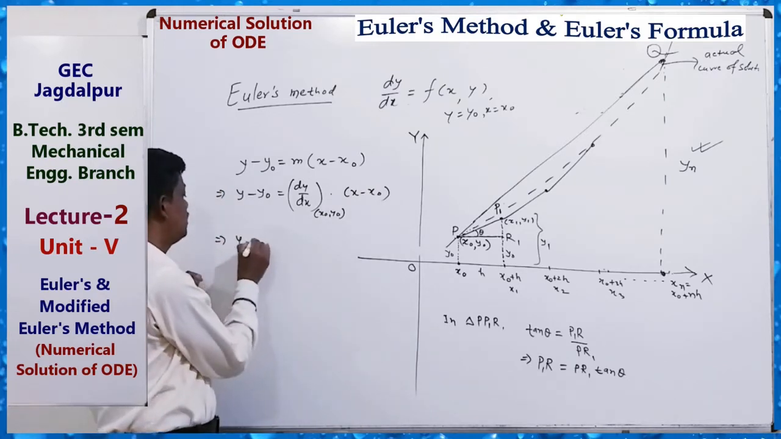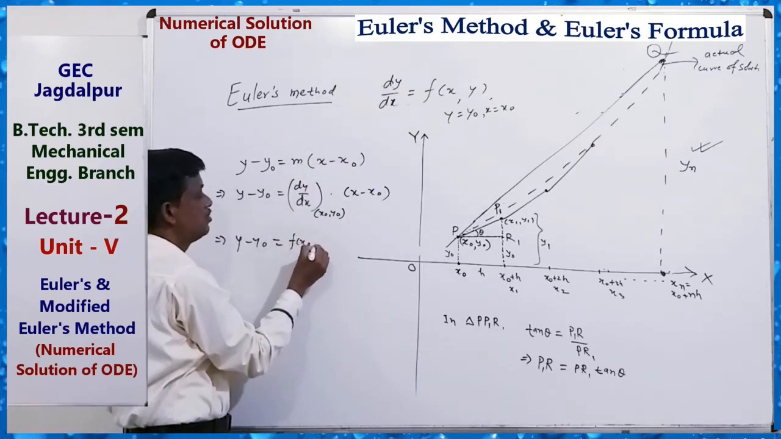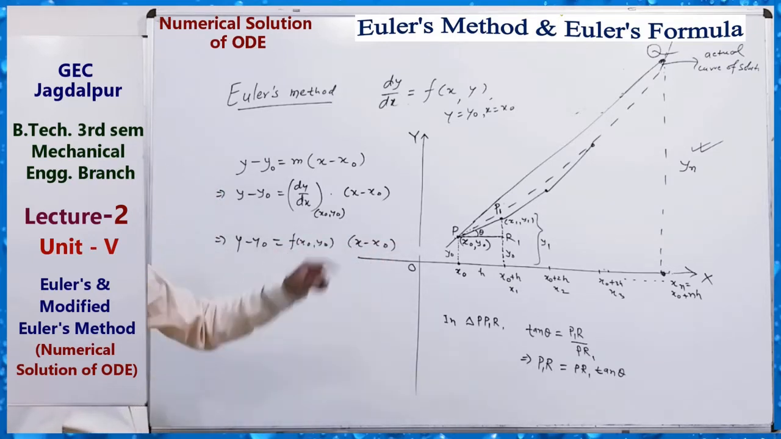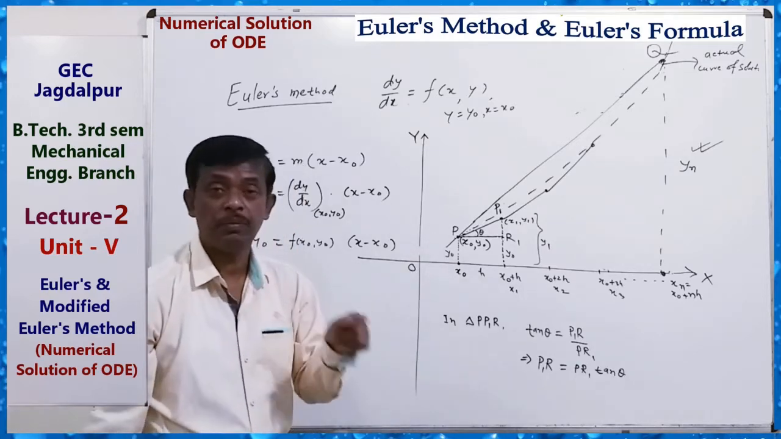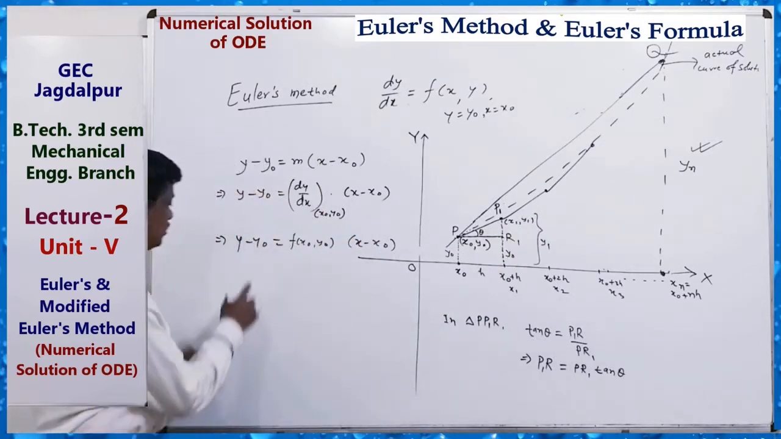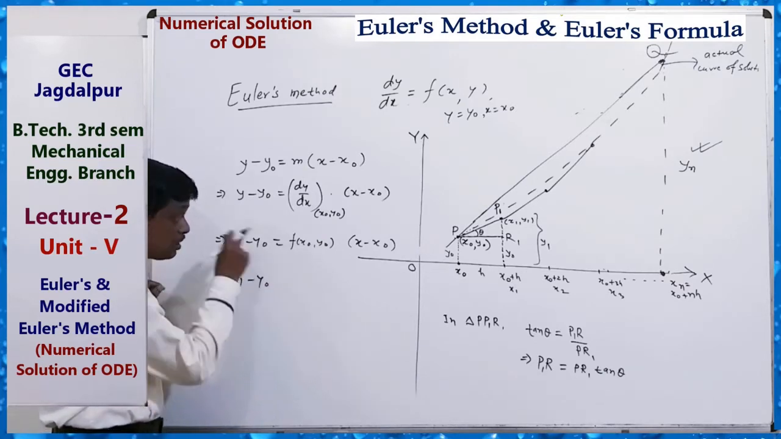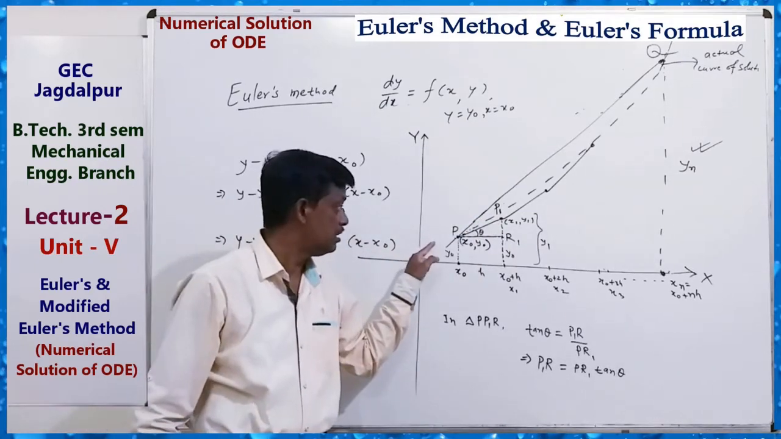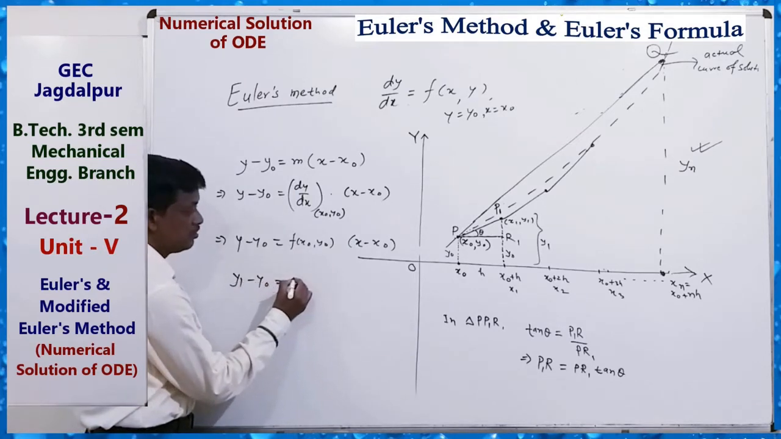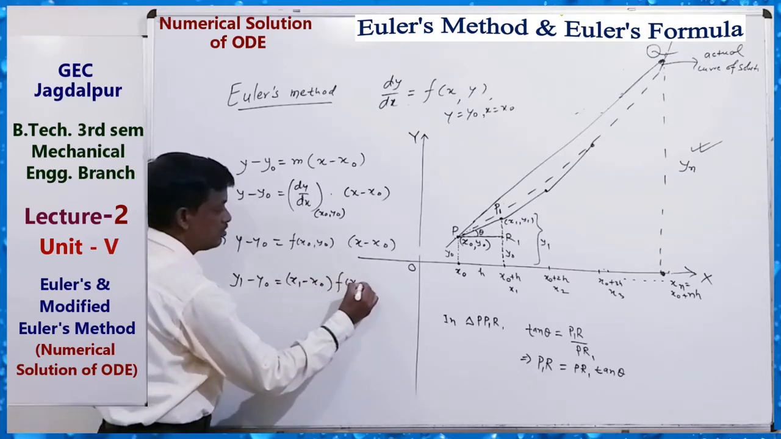This is the equation: y minus y0 equals, from the given equation, f(x0, y0) into x minus x0. And this is the equation of the tangent at this point. This tangent passes through the point P1, x1, y1, so x1, y1 will satisfy this tangent. In place of x and y, we can put x1, y1 because the tangent is this. So y1 minus y0 equals x1 minus x0 times f(x0, y0).